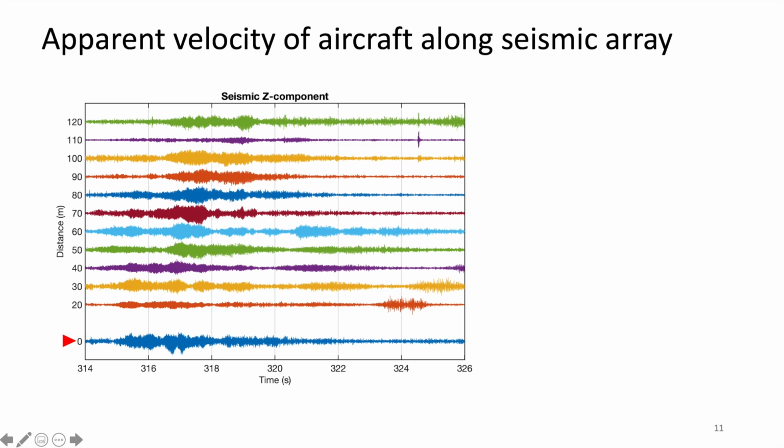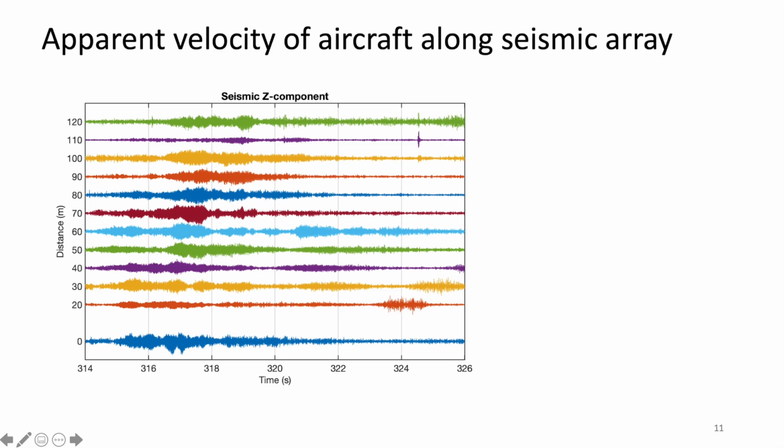In the next part, we focus on the aircraft signals. This profile shows the aircraft-induced ground motion recorded by the seismic Z component. We can see a group of energy from the aircraft propagating along the array.